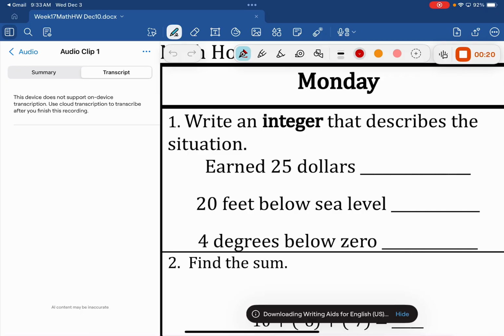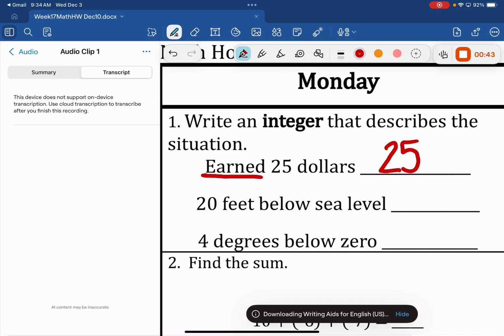Write an integer that describes this situation. So we're just going to go through, I'll do one of them with you, and then all they're trying to do is you need to find a word that establishes this as a positive or a negative, okay? So if you earned $25, the key word here is going to be earned. Is that going to be a positive or a negative $25, guys? Positive, okay? So we're just going to leave it as is.